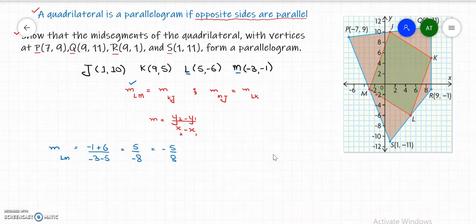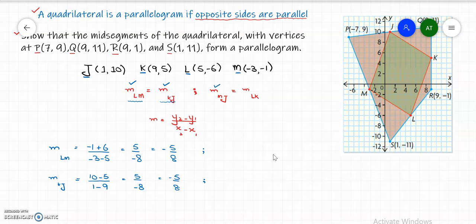Now let's find the slope of K and J. So we need to name K as x1, y1 and J as x2, y2, and let's substitute into the formula. y2 minus y1, that would be 10 minus 5 over x2 minus x1, which is 1 minus 9, so that would be 5 over -8, or we can say that -5 by 8. Right? So we can see that the slope of side LM and the slope of side KJ are equal. Right? Now let's find the slope of the other two sides.